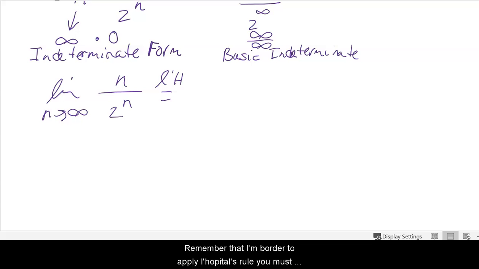Remember that in order to apply L'Hopital's rule, you must have one of the two basics, and your numerator function and denominator function must be differentiable as you approach the limit value. n is a line, which is differentiable everywhere. 2 to the n is exponential, which is also differentiable everywhere. So I am allowed to apply L'Hopital's rule.